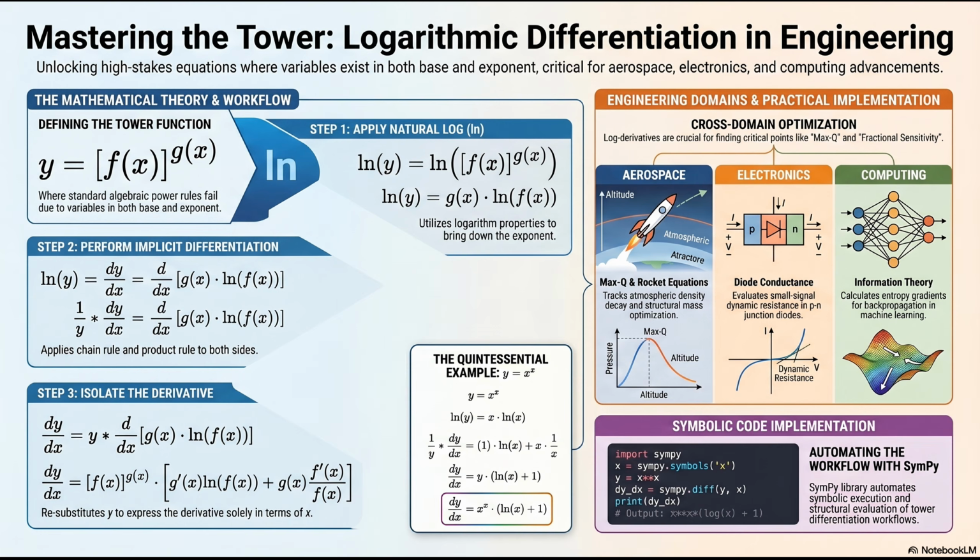Let me put myself in the shoes of an aerospace engineer for a second here. If I didn't have this specific logarithmic derivative workflow, this exact rule, couldn't I just use a computer to run discrete approximations? Like just check the pressure at 10,000 feet, then 11,000, then 12,000, and just kind of guess where the peak is? I mean, you could try, but discrete approximations are incredibly dangerous when you're dealing with exponential curves at supersonic speeds.